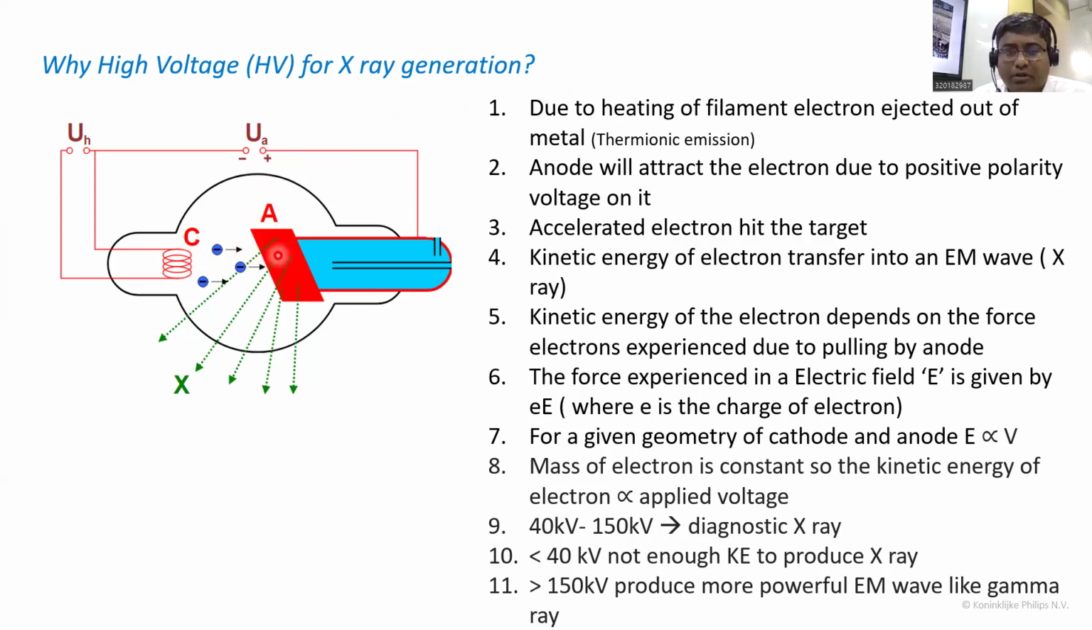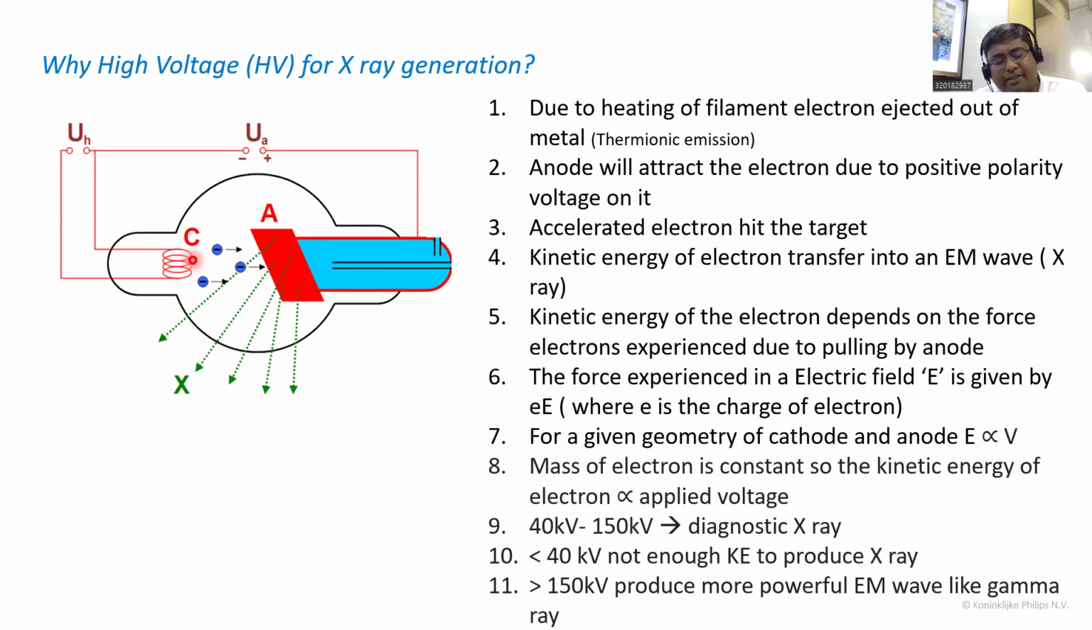It gets absorbed here. It results in a current flow because the electron gets absorbed here, and the kinetic energy with which it collided gets converted to a powerful electromagnetic radiation, which is X-ray. That's how it is produced.